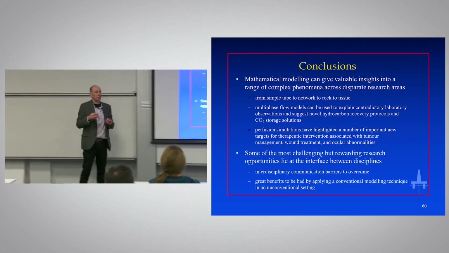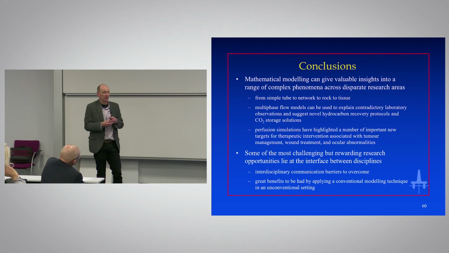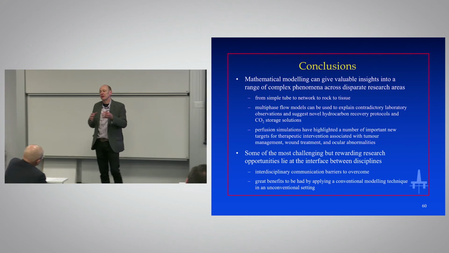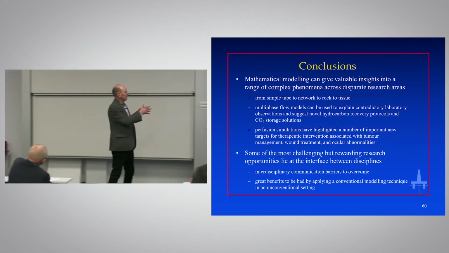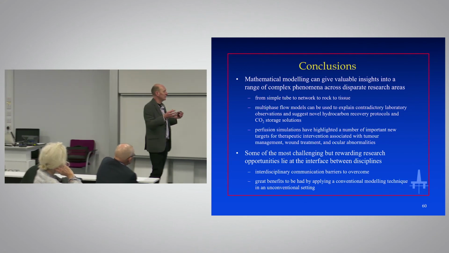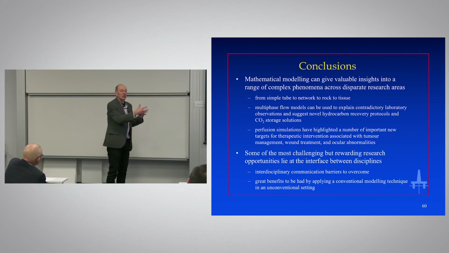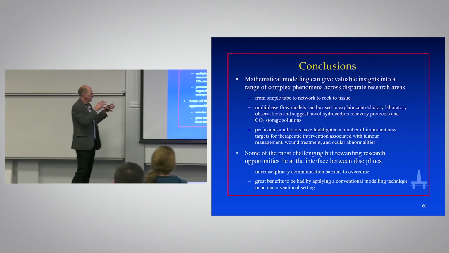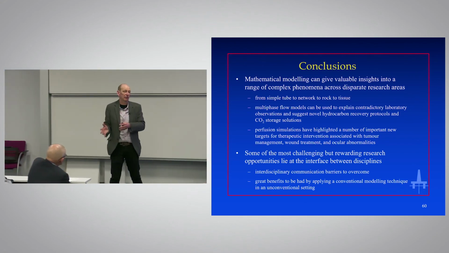I would finish by saying I think some of the most challenging but also most rewarding opportunities are at the interface between disciplines. But the problems are there. There's often a communication barrier, biologists trying to speak to mathematicians. You know, there are 17,500 three-letter acronyms, and I think the biologists use about 17,487 of them. Similarly, we have to tell them where modeling might be useful and what the model cannot achieve. And finally, I think there are great benefits to be had by trying to apply conventional modeling techniques in an unconventional setting.